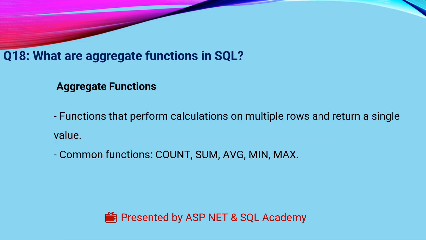Aggregate functions in SQL perform calculations on multiple rows and return a single value. Common examples include count to count rows, sum to sum values, AVG to calculate the average, min to find the minimum, and max to find the maximum.